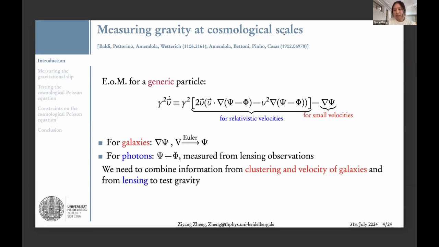Well, for relativistic velocity objects, this first term dominates. So we can extract this lensing potential, this psi minus phi term, from lensing observations. And the conclusion here is we need to combine the information from both small velocity galaxies and relativistic velocity photons in order to test gravity. And now let's first start to look at which model-independent observable are we able to extract from galaxy clustering.